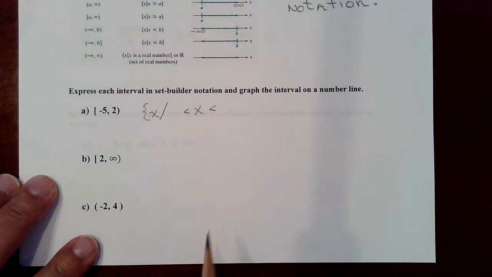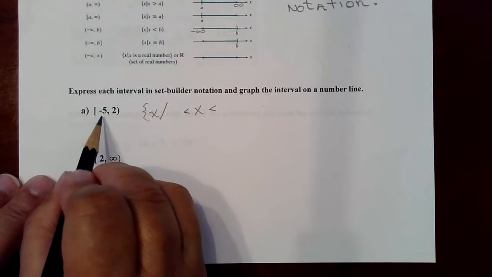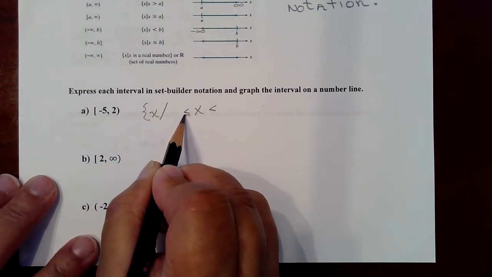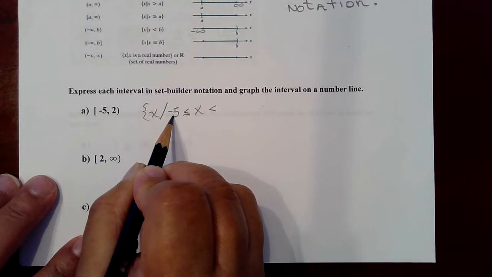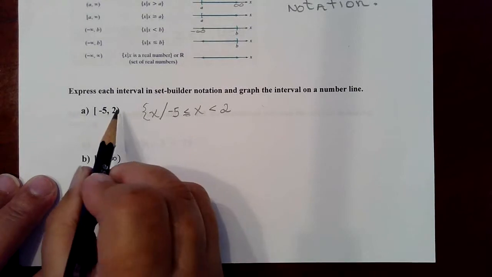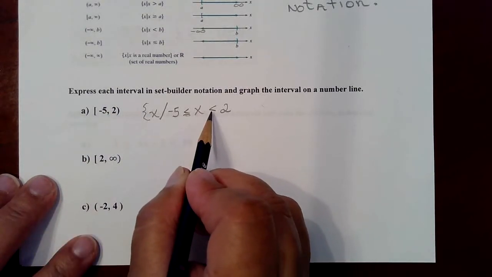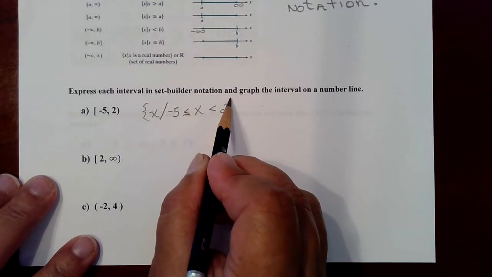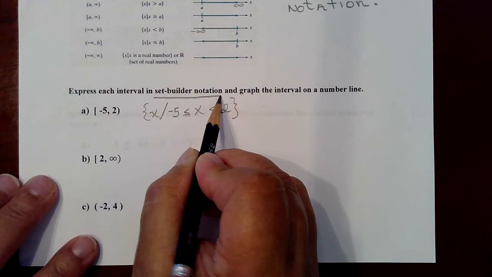Between, you use two symbols that look like less than symbols. Notice that this one has a bracket, so it's associated with an equal sign. That endpoint is included in the solution set, while the number 2 does not have a bracket. It has a parenthesis, so that it's associated with a less than symbol that doesn't have an equal sign, and then you close the set. So that's what we call set builder notation.